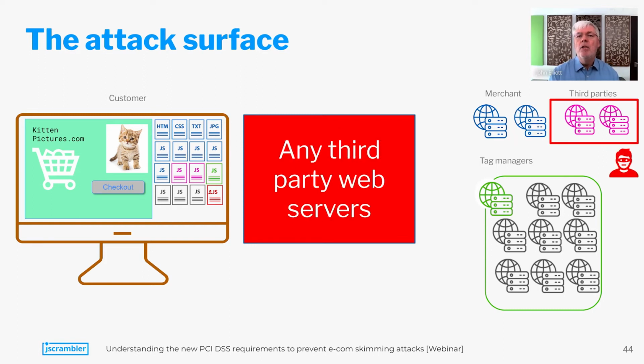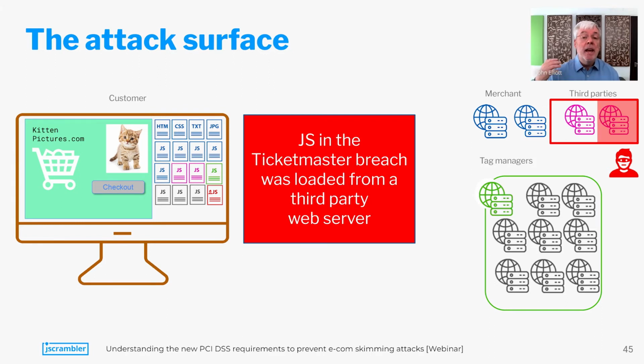The criminal could also tamper with JavaScript that's loaded from any of the third parties, and that's how the attack against Ticketmaster was carried out. The criminals attacked the chat provider. The JavaScript that operated the chat window was loaded from the chat provider's server into the payment page. So the criminal's JavaScript had access to all the data typed into the payment form.